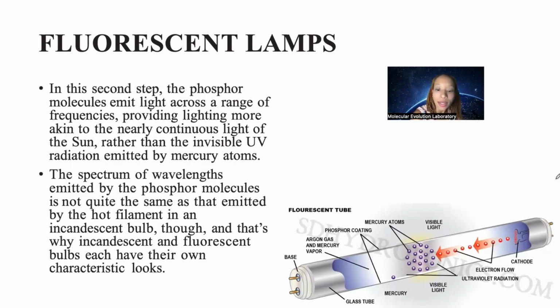And so in the second step, the phosphor molecule emits light across a range of frequencies, providing light more akin to the nearly continuous light of the sun, rather than the invisible UV radiation emitted by mercury atoms. The spectrum of wavelengths emitted by phosphor molecules is not quite the same as that emitted by the hot filament in an incandescent bulb. And that's why incandescent and fluorescent bulbs each have their own characteristic look.